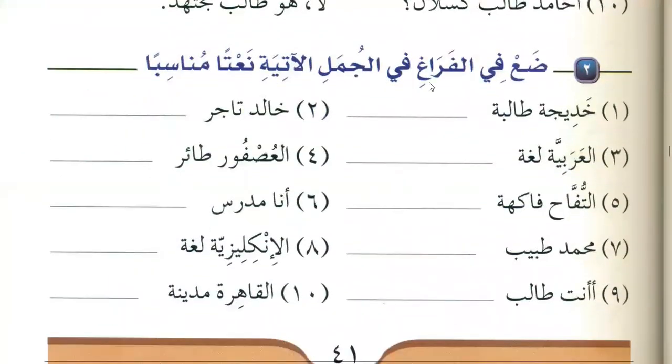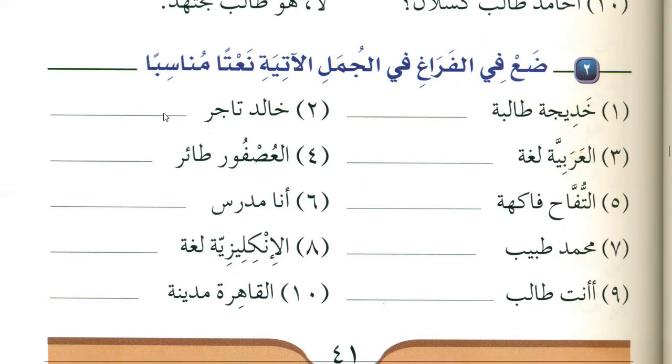Dawwin fil faragi fil jumali as-sifata munasiban. Put in the blanks in the following sentences an appropriate adjective. So just write any adjective here. Okay. Khalid talibun mujtahid. Translation: Khalid is a hardworking student. Good.